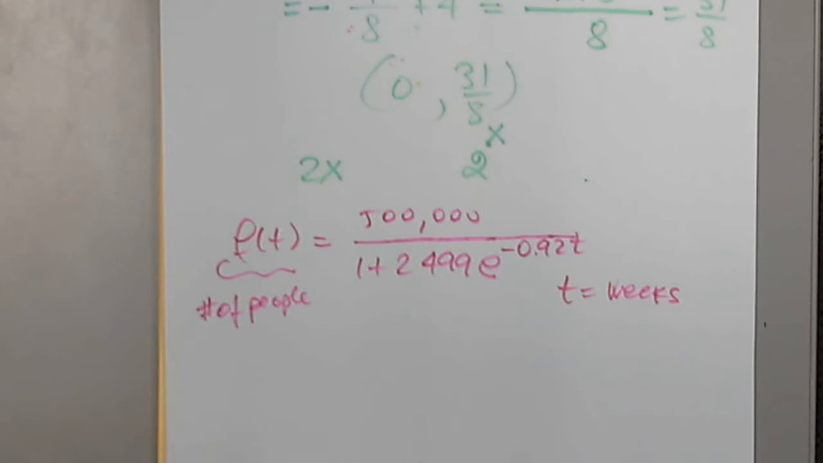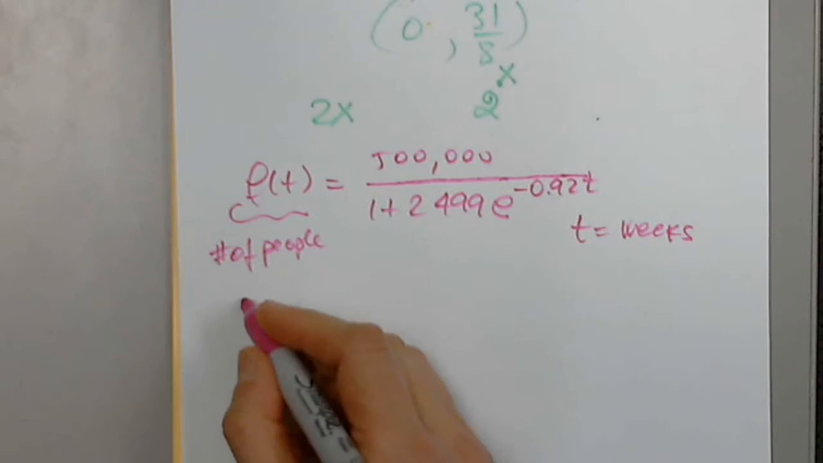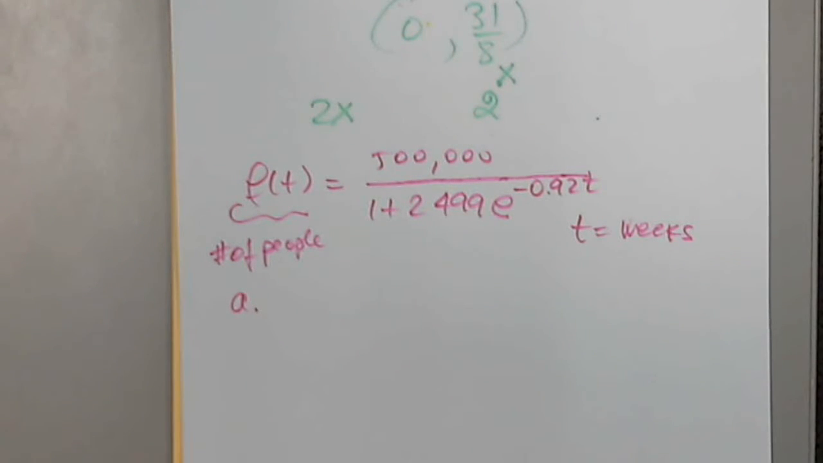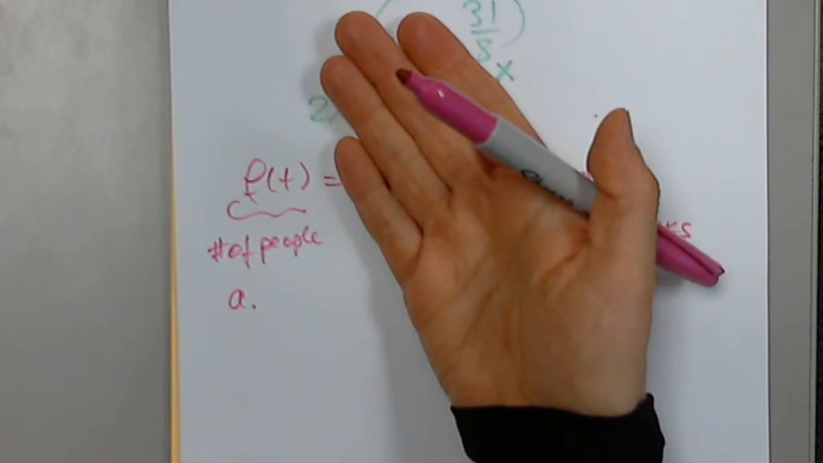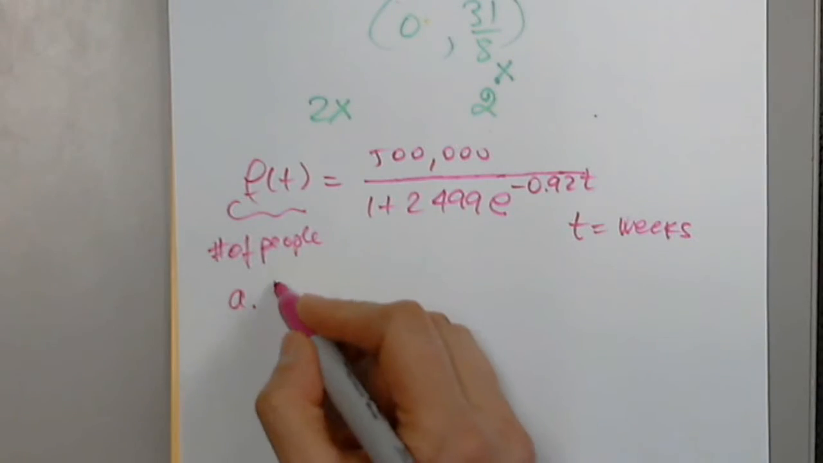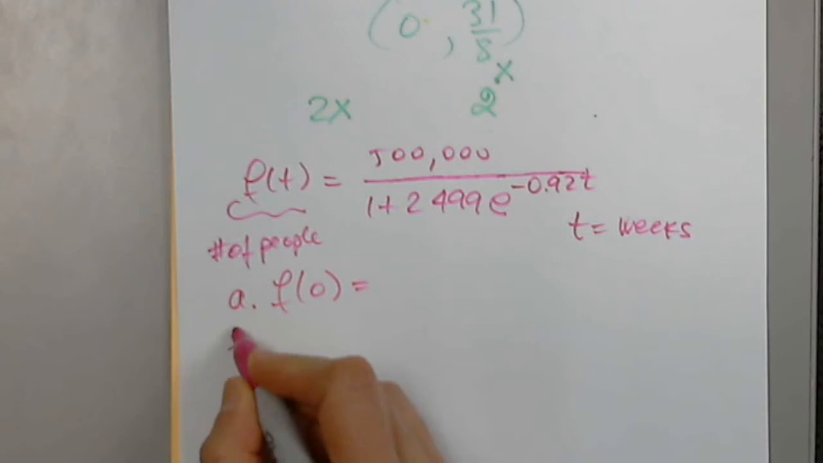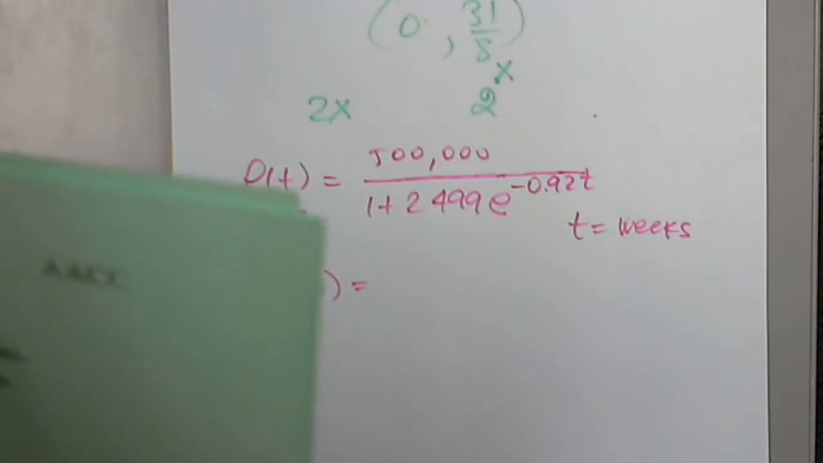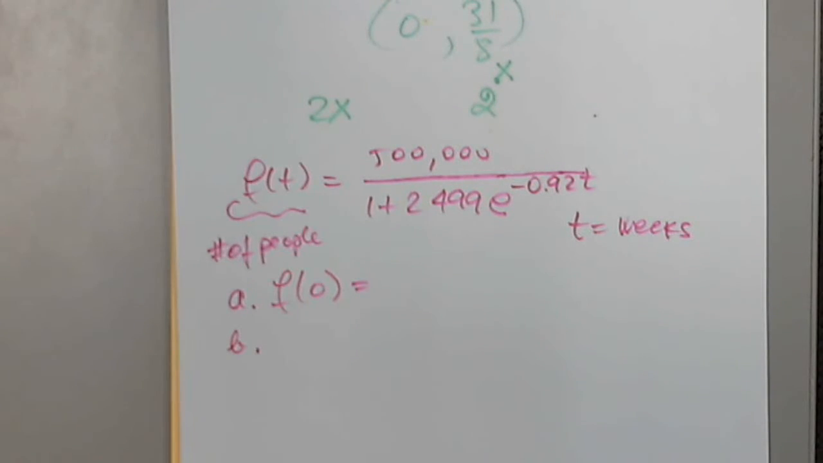How many people became ill with the flu when the epidemic began? I want to say 2,500, because 1 plus 2,500. Before we look at the function, how do we determine that? T is 0. Yes, so I have to find f of 0. We will in a minute. Part B. How many people were ill by the end of the 6th week?